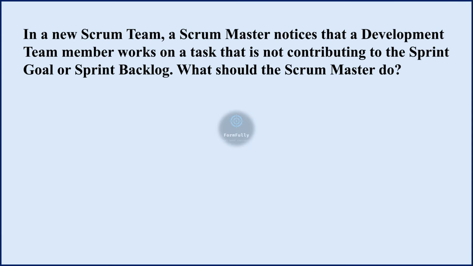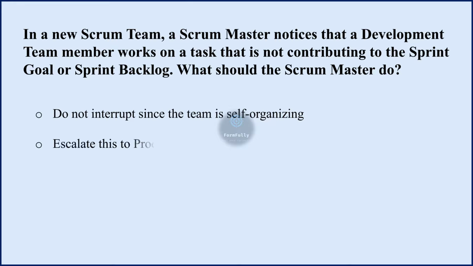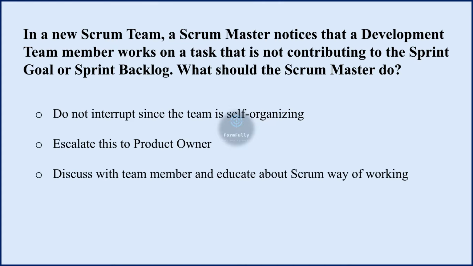Next question. In a new Scrum team, a Scrum Master notices that a development team member works on a task that is not contributing to the sprint goal or sprint backlog. What should the Scrum Master do? Options are: do not interrupt since the team is self-organizing; escalate this to the product owner; discuss with the team member and educate about the Scrum way of working. And the correct option is the third option. In this situation, the Scrum Master should discuss the situation with the team member, understand their perspective, and then educate them about the Scrum framework or principles.